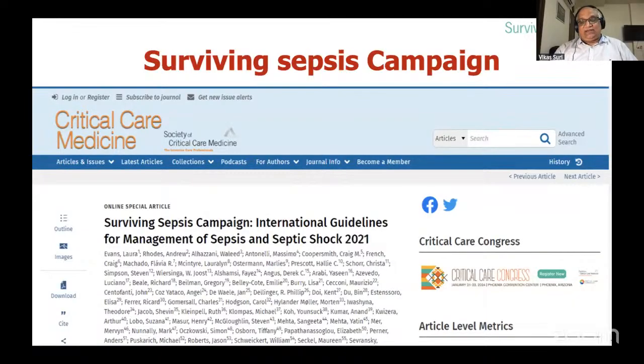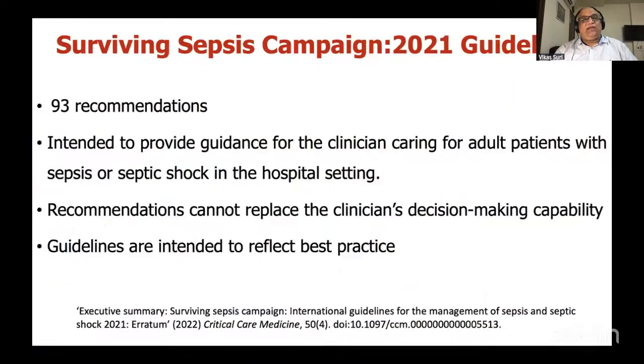Coming to the Surviving Sepsis Campaign, there are 93 recommendations. I'll be talking about the main recommendations, touching on most of those which are pertinent to clinical practice. And I would say that guidelines cannot replace the clinician's decision-making capability, which is a bedside art which every resident or clinician should not forget. So I would say touch the patient. Don't believe in the no-touch technique.